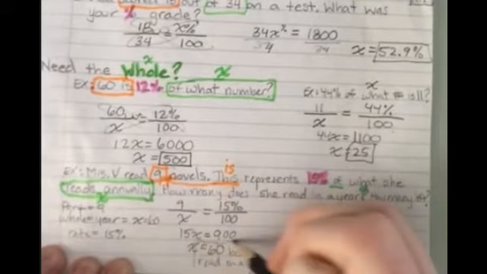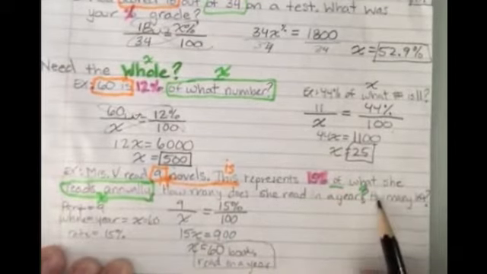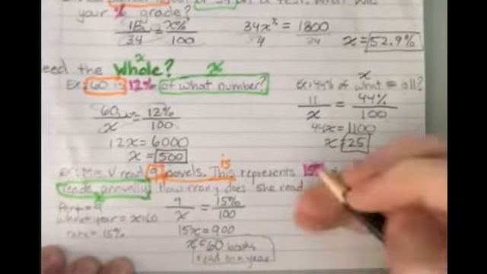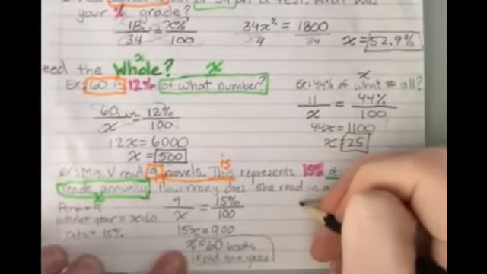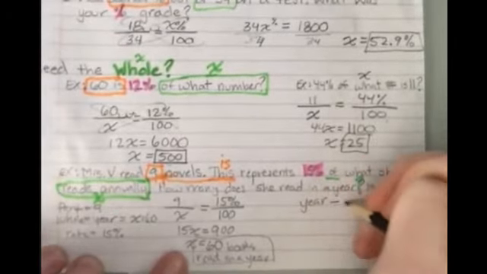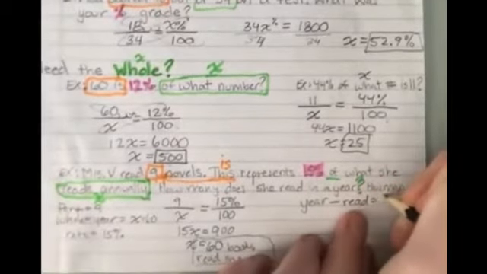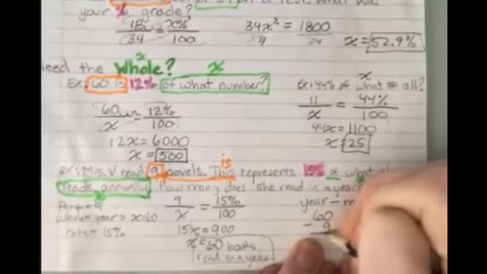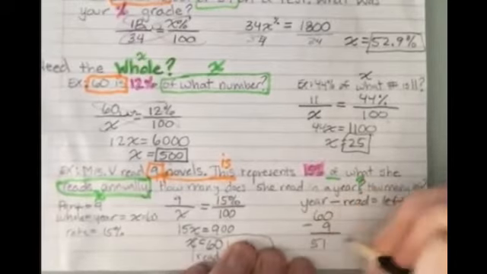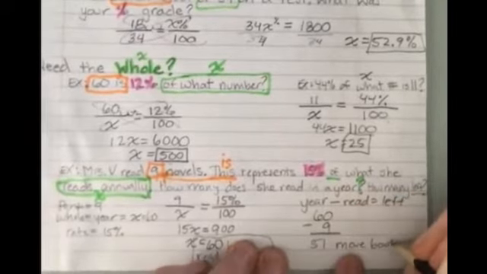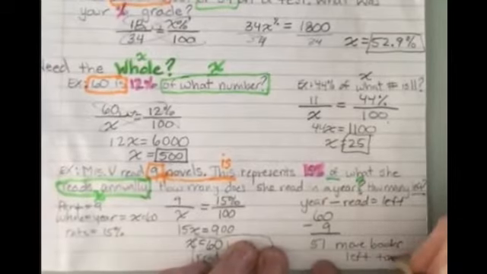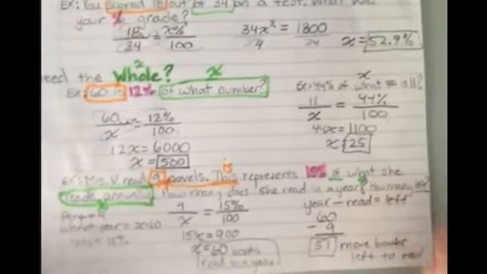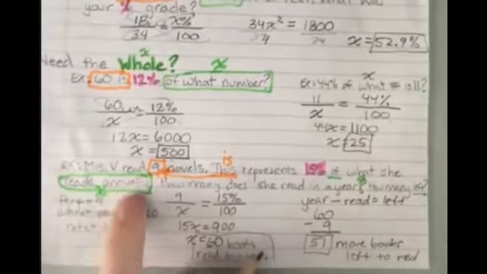Now I have one answer, but I need to ask, how many do I have left? To figure out what's left, take what you're supposed to read in a year. A year minus what I've read equals what I have left. That means 60 minus my 9. I have 51 more books left to read. So don't panic. If you get a 2-question problem, first solve so that you have all your pieces.